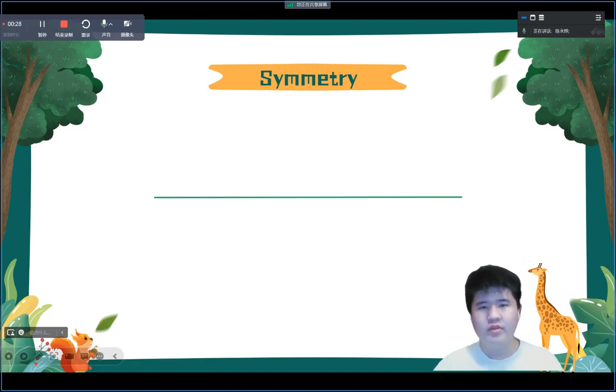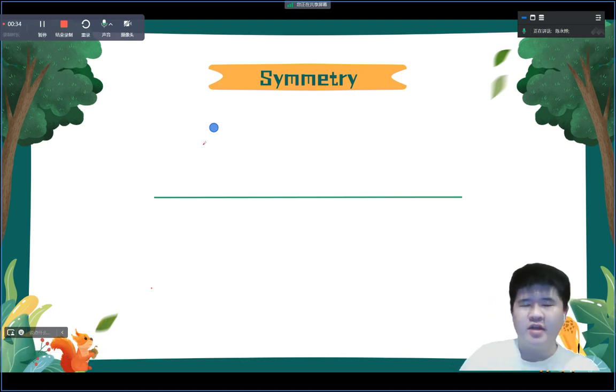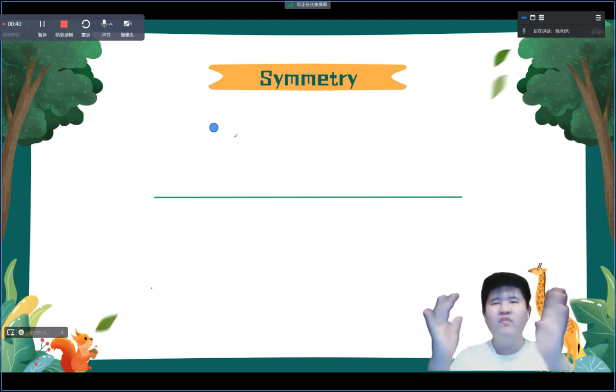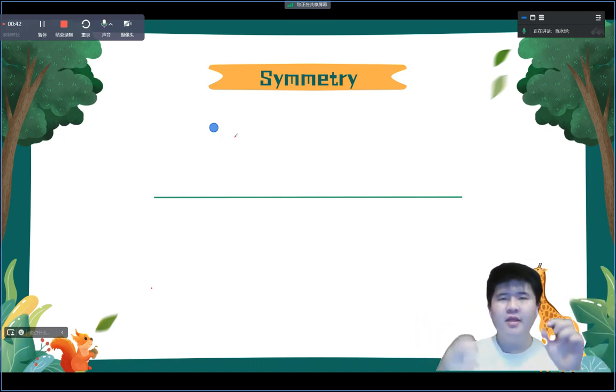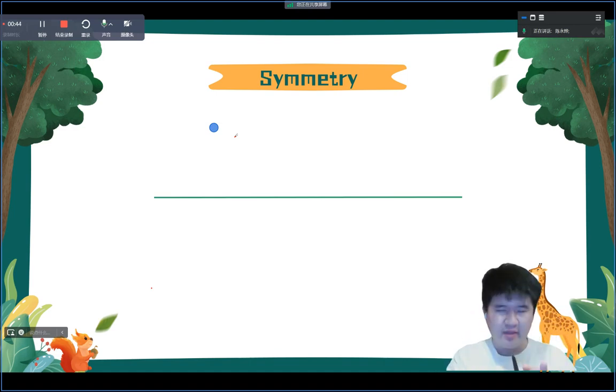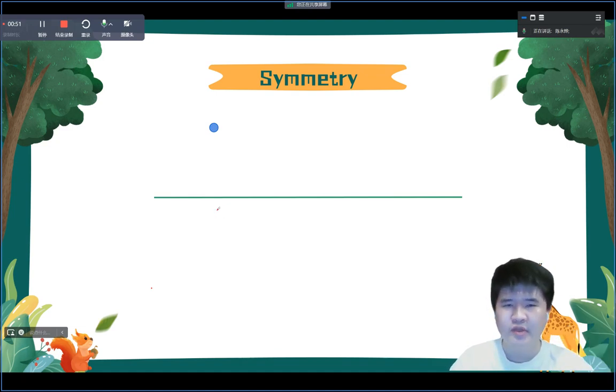Symmetry means that, oh, there's a point here, and then can you find a point on the other side? When we fold this paper along this line, these 2 points can meet together. They can meet at one point. So how can we find a symmetry point for this point about this line?